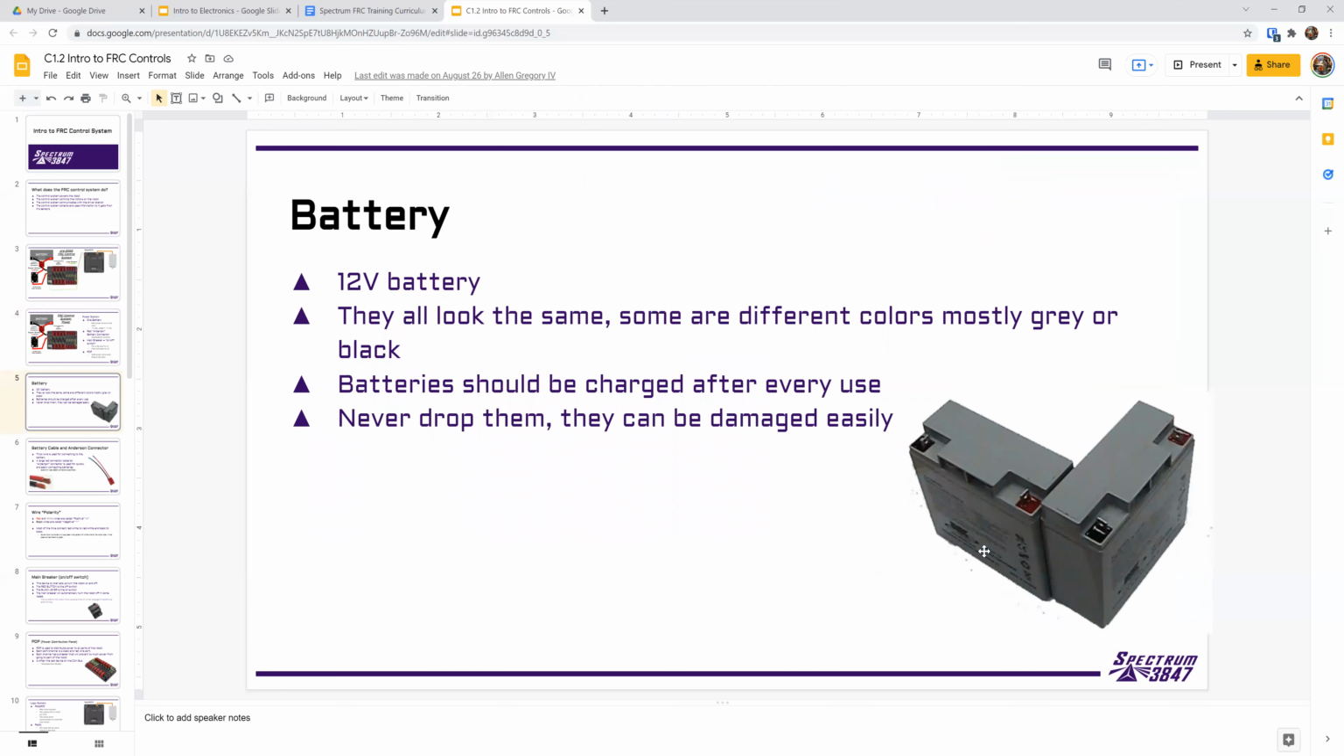The batteries are all the same, but you might notice some slight differences in them. They should be charged pretty much after every use. The cells in them are somewhat fragile, so you don't want to drop them. When you pick it up, don't grab it by the wires. You want to make sure to grab it by the case.